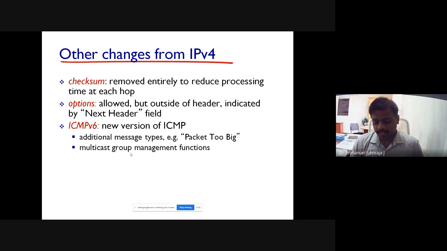Okay, and you also have the introduction of ICMP version 6, which has some new capabilities. As you could see, some additional messages like packet too big and so on are included in IPv6, because that is very essential to indicate to the sender if something has gone wrong.